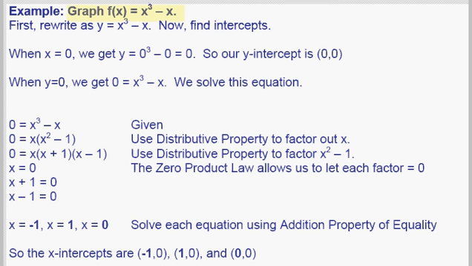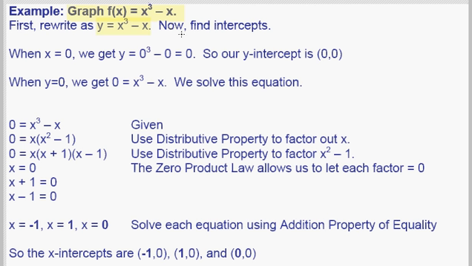In this first graphing example, we're going to graph f of x equal x cubed minus x. Now remember that f of x is the function notation that we replace y with, and we can also replace f of x with y, so we can think of this as y equal x cubed minus x. So we're just graphing an equation here. Now the general method of graphing involves finding the intercepts.